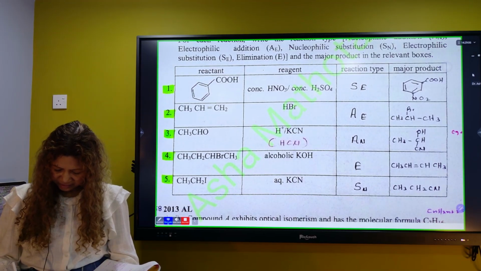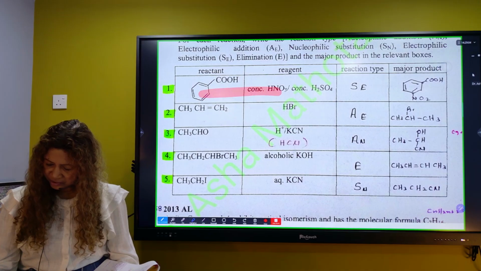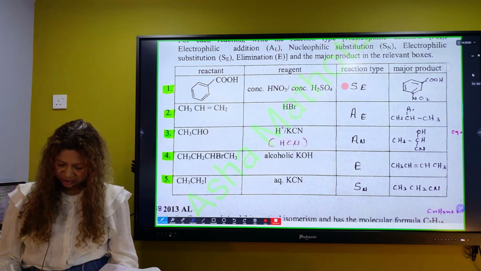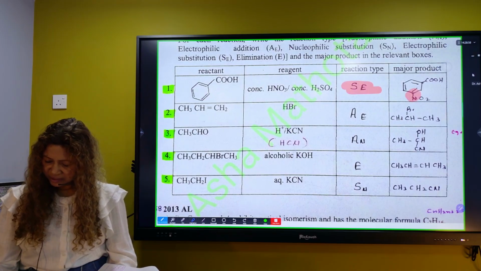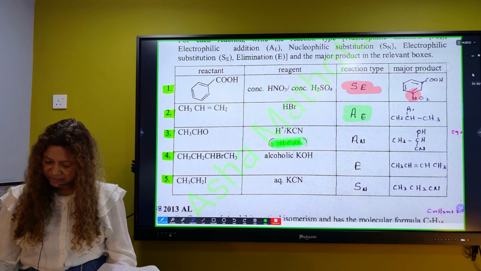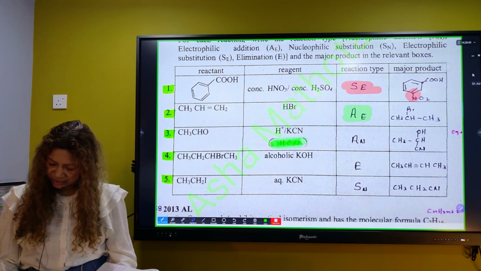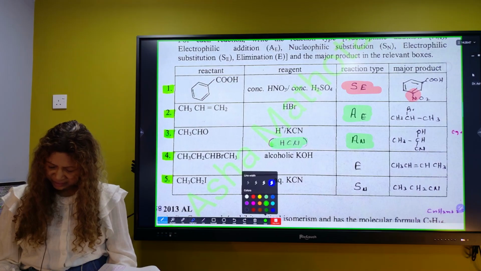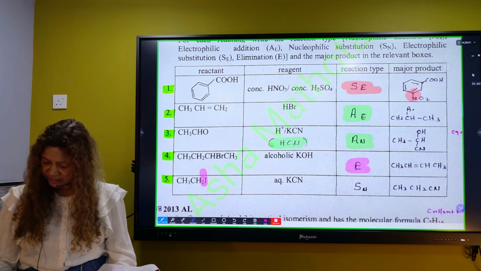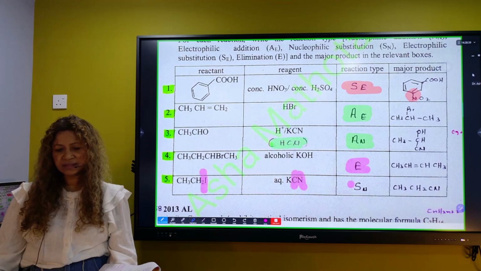Okay, this is a meta director, so join it to the meta position. Anyway, electrophilic substitution. HBr addition, electrophilic addition. HCN or KCN, it is the same actually, nucleophilic addition. Alcoholic KOH always goes with what? Elimination. KCN, ion gets away, CN minus joins, nucleophilic substitution. Easy.